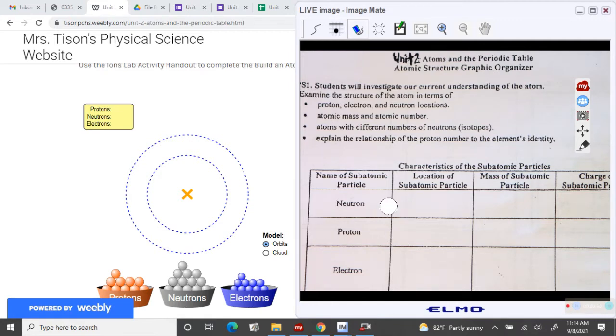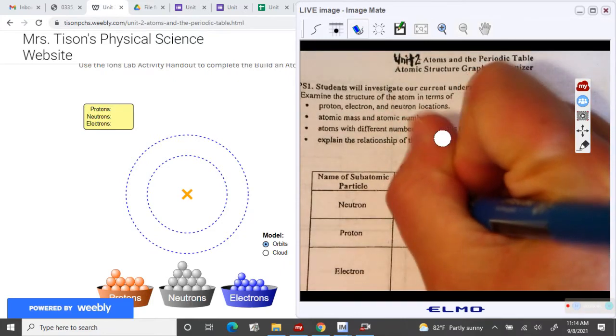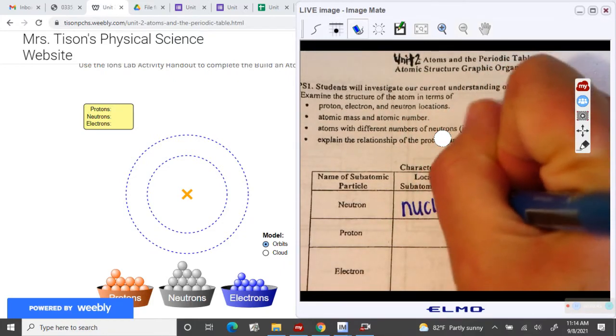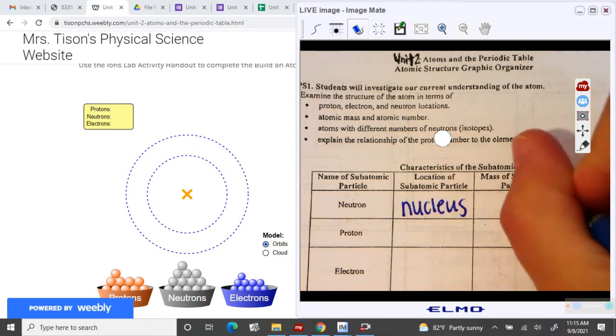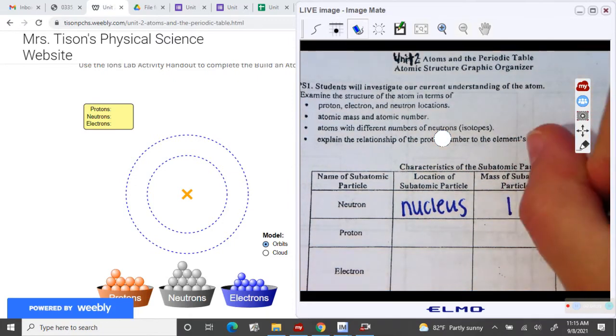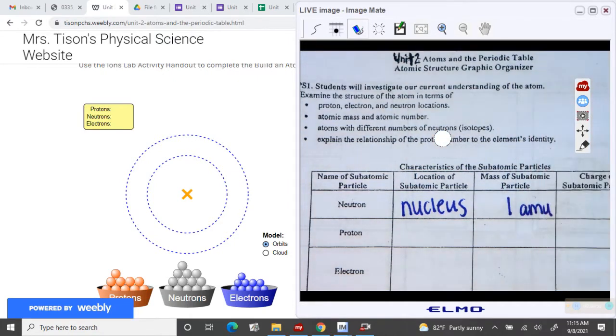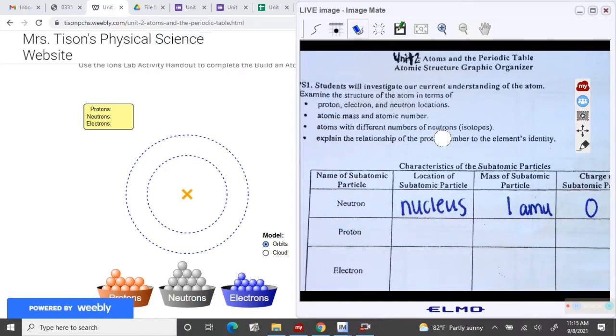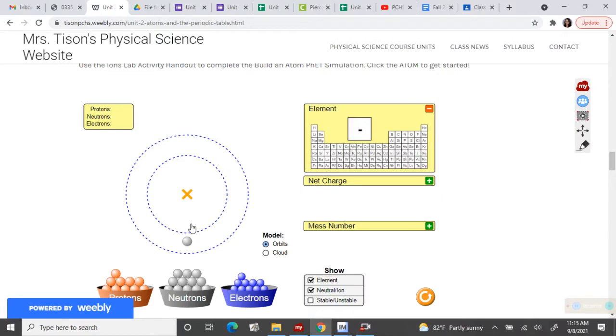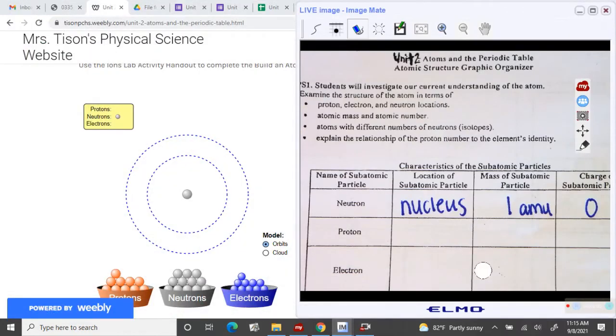So we know that our neutrons are going to be located in the nucleus of the atom with a mass of 1 AMU, and they have no charge. So when I take a neutron and I drag it to the center, if I have one neutron, it stays right there.